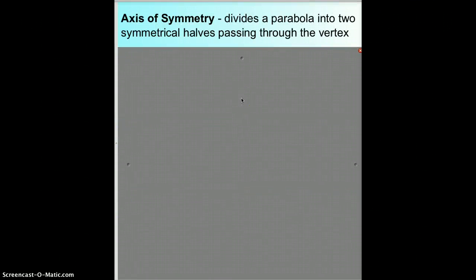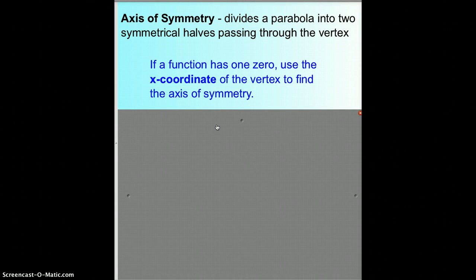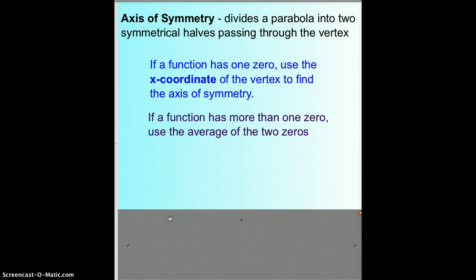Every parabola has an axis of symmetry, just the way it sounds. It divides a parabola into two symmetrical halves and it passes through the vertex of the parabola. You can find it in two ways. Number one, if a function has one zero, like I showed you in the previous slides, use the x-coordinate of the vertex to find the axis of symmetry. If a function has more than one zero, use the average of the two zeros to find out what your axis of symmetry is. And now I'm going to show you some examples.